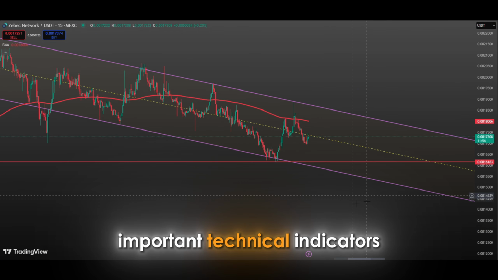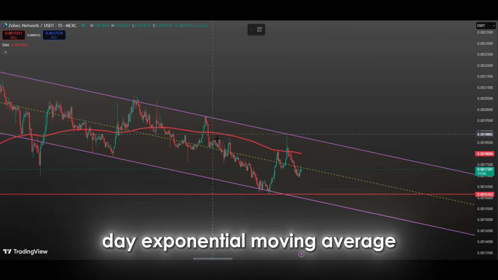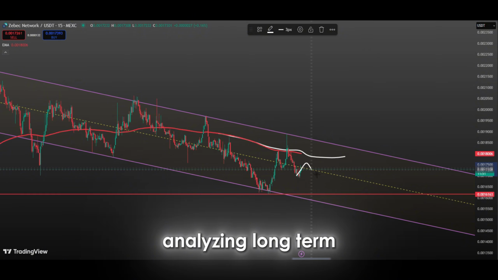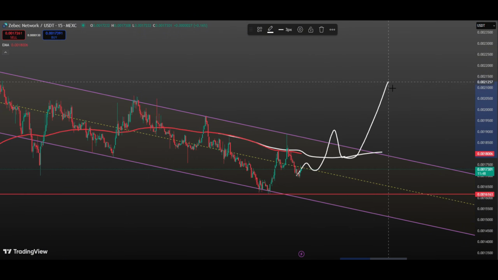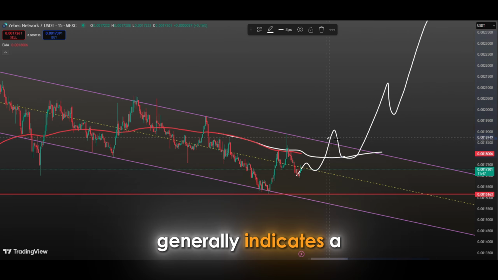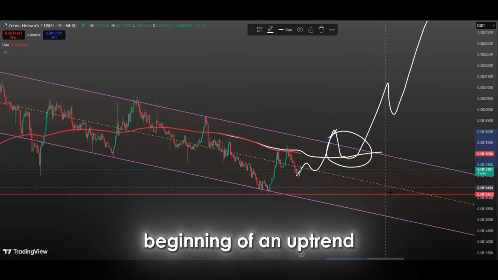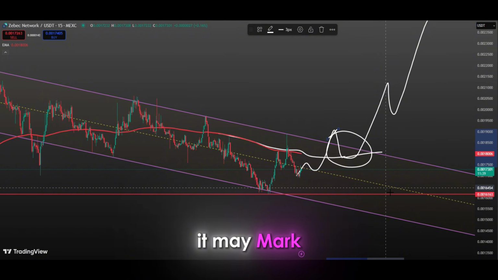One of the most important technical indicators on the chart is the 200-day exponential moving average, which is one of the most frequently used tools by investors for analyzing long-term market direction. This average is like the heartbeat of the market. Being below this level generally indicates a continuation of the downtrend, while being above it signals the beginning of an uptrend. Currently, the price is approaching this key level and preparing to test it. If this resistance point can be broken, it may mark the beginning of a significant acceleration in price movement.